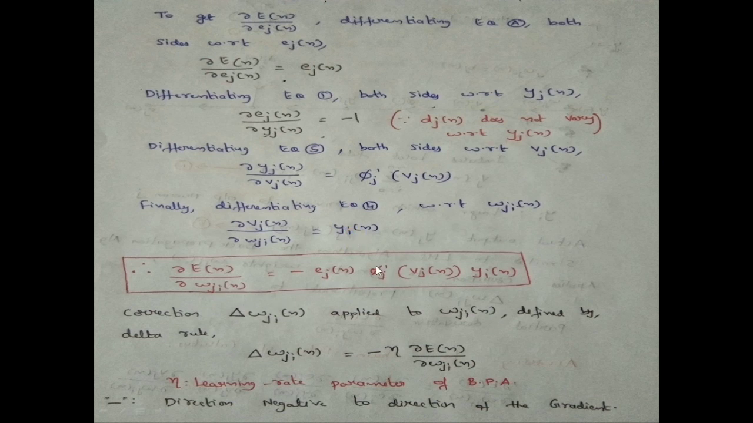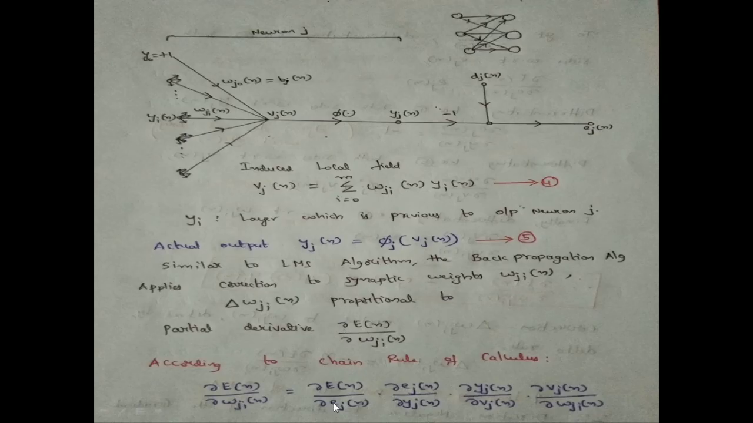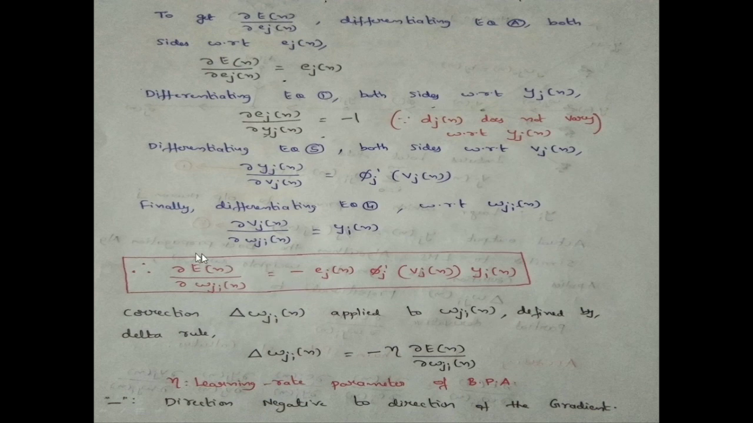Finally, substituting all these values which we have computed, they are placed in these places. So now the value of ∂E(n)/∂wji(n) is equal to minus ej(n), because ∂E(n)/∂ej(n) is equal to ej(n), into φ'j(vj(n)), and this value is yi(n).